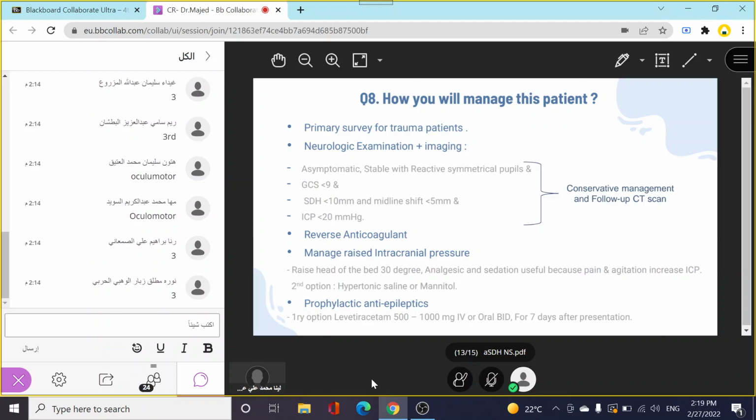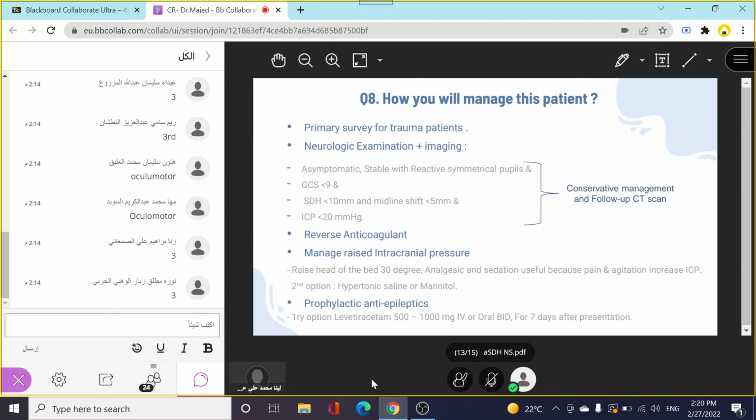So management including reversal of anticoagulant. As an example, if the patient is using heparin, we will give the antidote, which is protamine sulfate, and if the patient is using warfarin, we will give 4F PCC plus vitamin K, and so on.